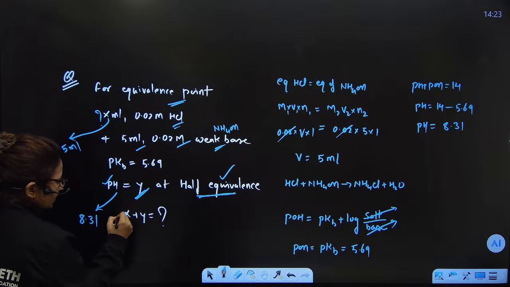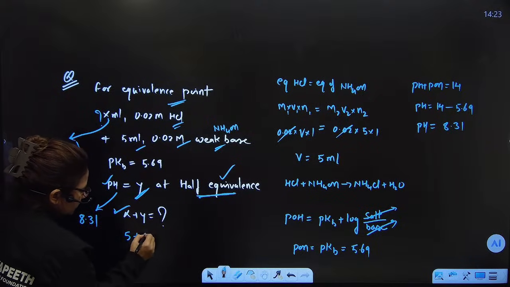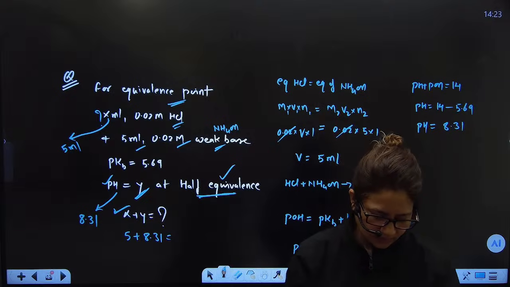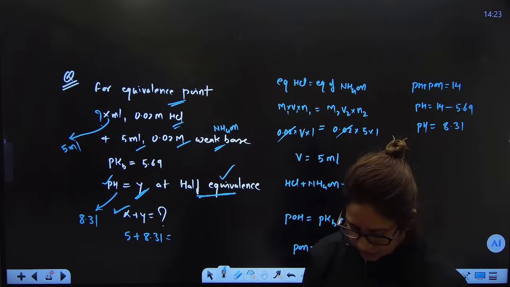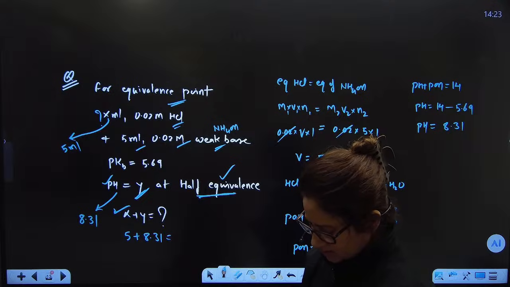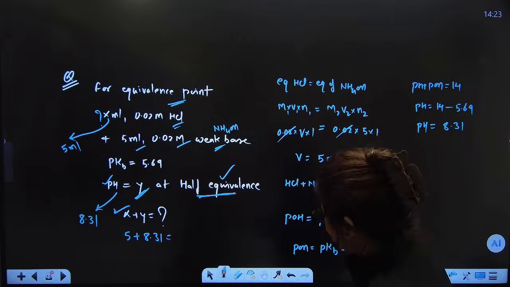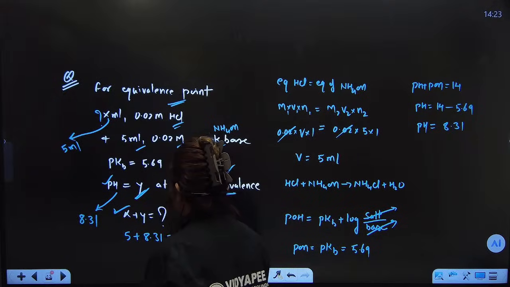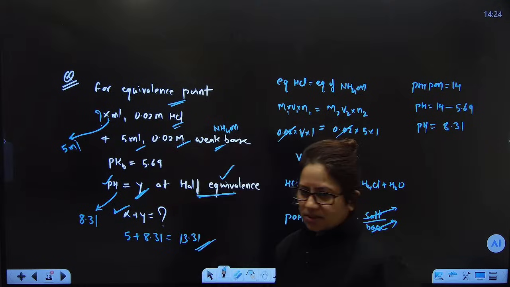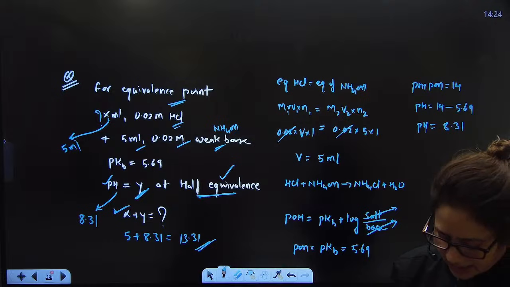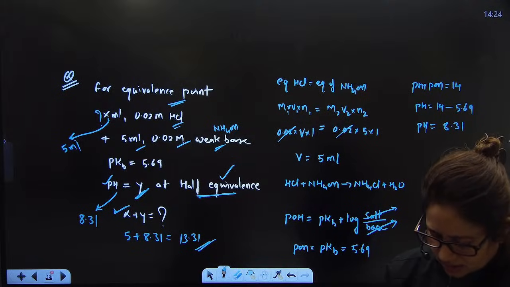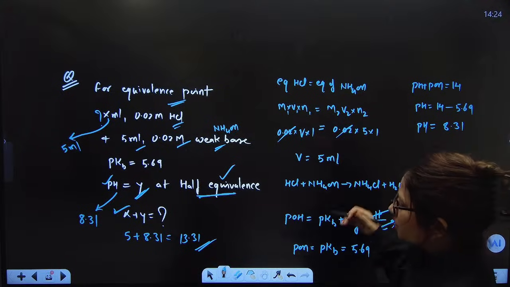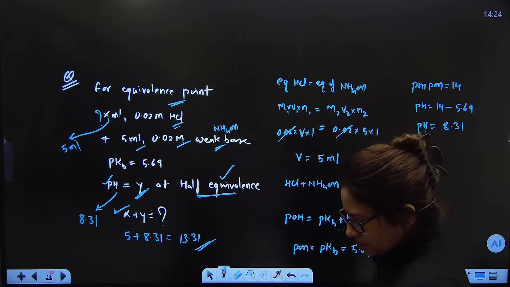So X value, now we can calculate this. X value is 5 and this is 8.31. So something 13 point something is coming. Let me check the options. So options are 5, 8.81, 13.71 is given as approximate. So we are getting 13.31. We will get the answer. So this question is slightly difficult for the calculation, lengthy calculation. So if you are nervous or you have some easy question choice, then you can opt for the easy question choice rather than opting for this question.